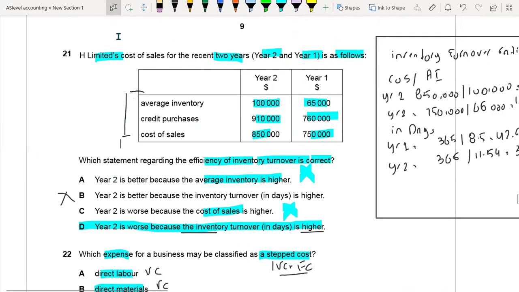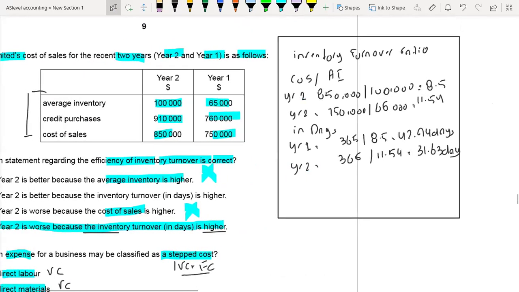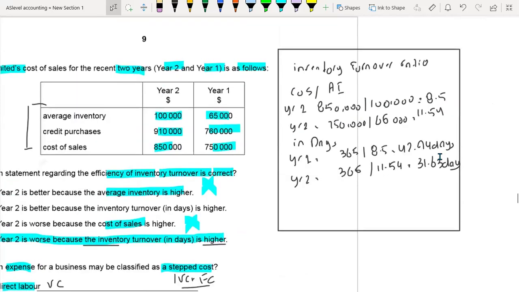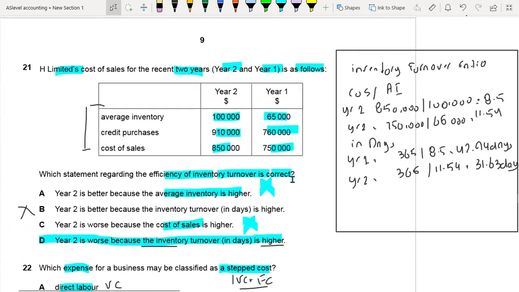Okay, I have just calculated the inventory turnover ratio for year 2 and year 1. For year 1 it is 8.5, and for year 2 it is 11.54. This is very simple. If you want to find the inventory turnover ratio, just divide the cost of sales by the average inventory, and you will have your answer. In days, for year 1 it is 42.94 days, and for year 2 it is 31.63 days. Now let's see whether this shows us the efficiency of inventory turnover or not.